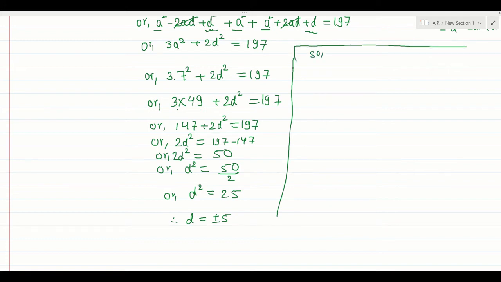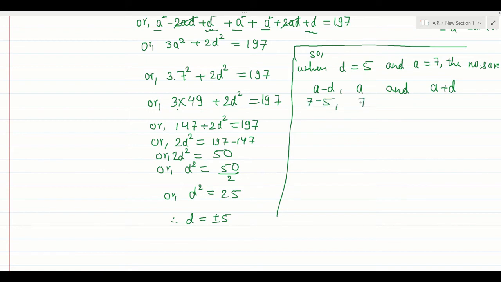So when d is equal to plus 5 and a is equal to 7, the numbers are a minus d, a and a plus d. That is 7 minus 5, then 7 and 7 plus 5. So it is 2, 7 and 12.